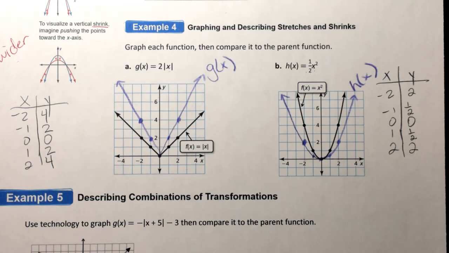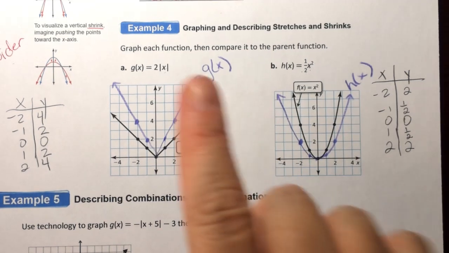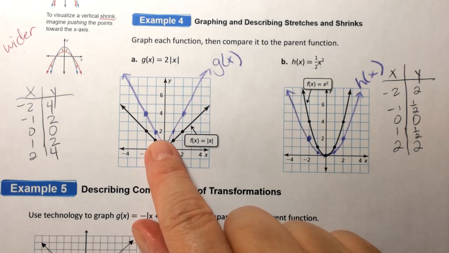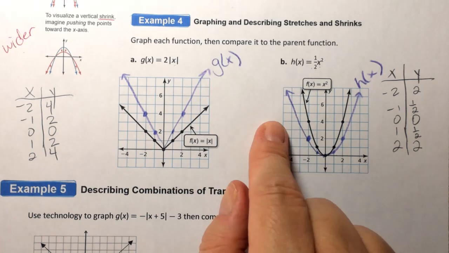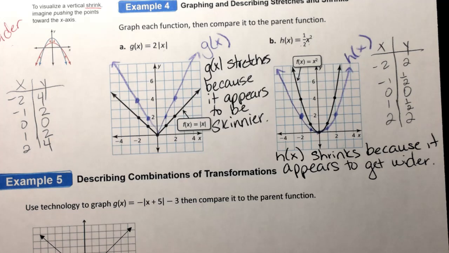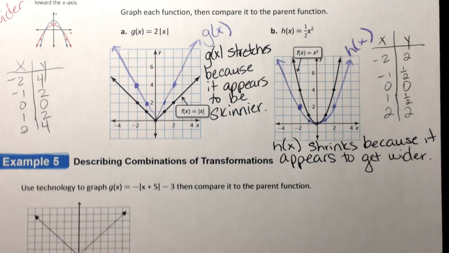All right, so just some ideas. So it does say compare. We did forget that part. So if you will make a note that the graph stretches because it appears to be skinnier, the graph shrinks because it appears to be wider. All right, so g of x stretches because it appears to be skinnier, h of x shrinks because it appears to get wider. So example 5 does tell us that we can use technology.